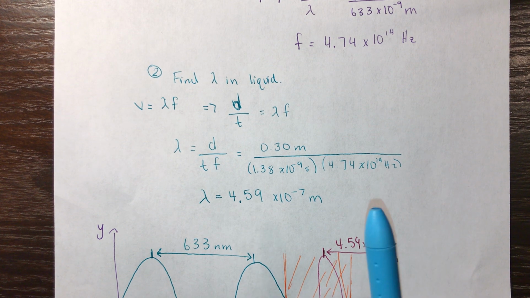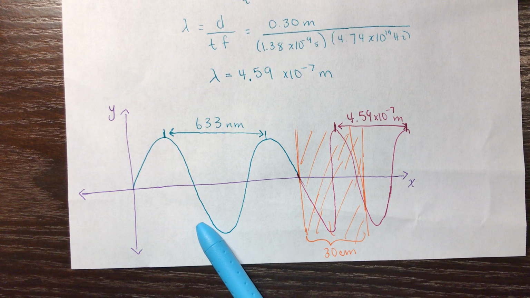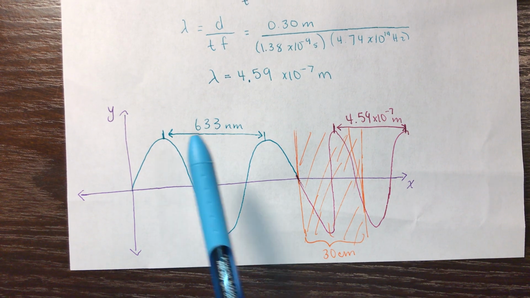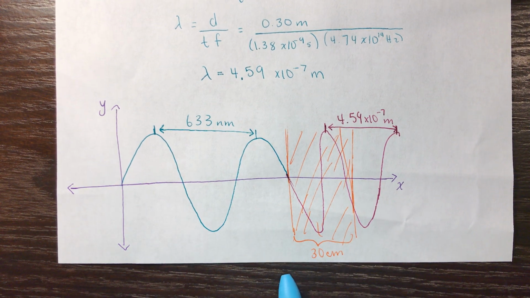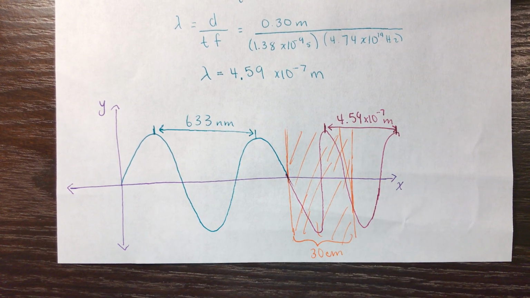wavelength in the liquid. And then right here, to further explain what just happened, in the air we had a wavelength of 633 nanometers, and when it traveled through 30 centimeters of some unknown liquid, our wavelength was now 4.59 times 10 to the negative 7.